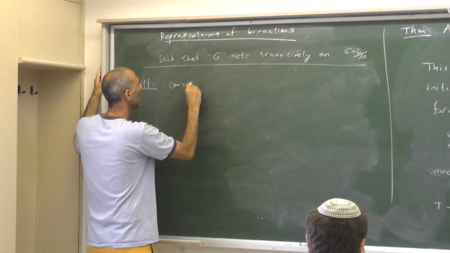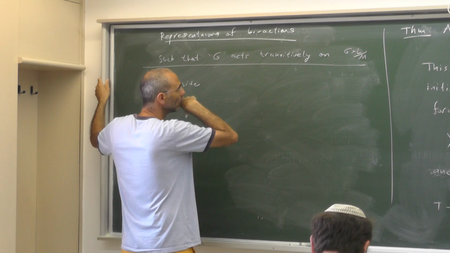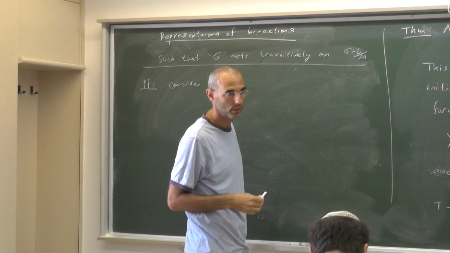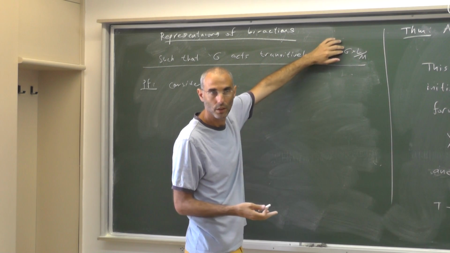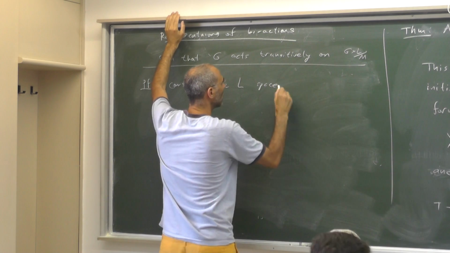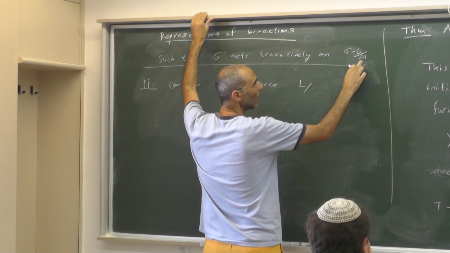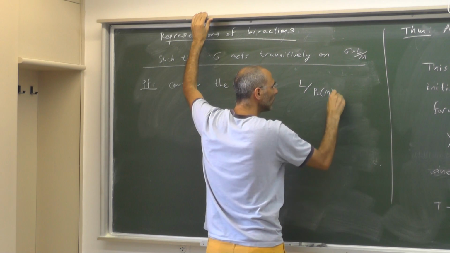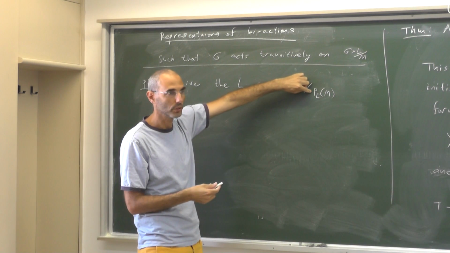Consider, maybe let's take this and divide by G. So what will we get? We'll get an L space. Consider the L space L modulo M, so M is a subgroup of G times L, so project it to L. This is the projection of M to L.